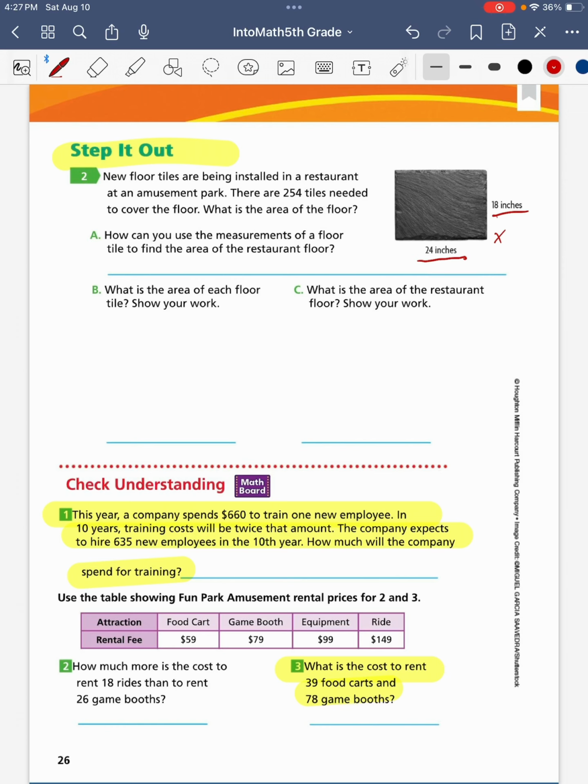If I figure out this and multiply the number of tiles, that will give me the total area of the floor. So if I find the area of one tile times 254 tiles, that will give me the area of the floor.